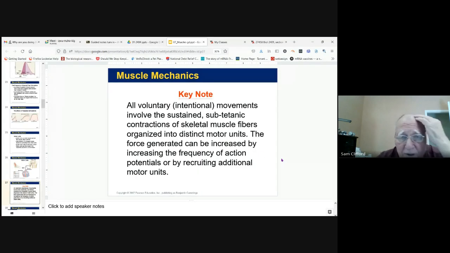All intentional movements, most of them, are subtetanic contractions. You can increase the amount of force by the number of motor units that are stimulated and by increasing the frequency of action potentials. So you can increase the force generated by a muscle by increasing the frequency and by recruiting additional motor units.